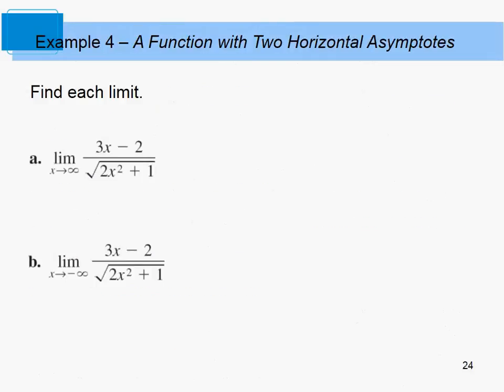Now, we're going to get a little wonky here. We want to find the limit of 3x minus 2 over the square root of 2x squared plus 1. I'll give you a hint. It's not zero. I want you to think of this.